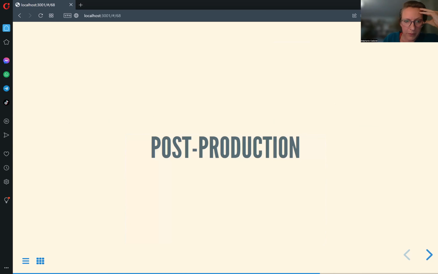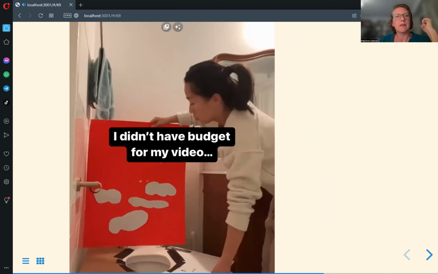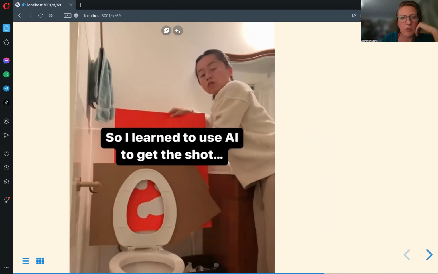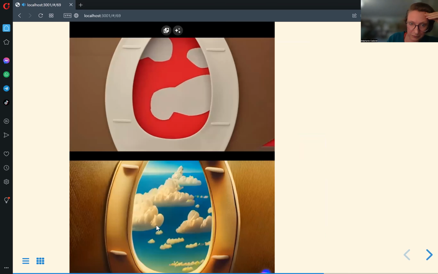So for post-production, I'm going through it quickly because I'm stressing out on the time. I'm going to block for the sound. I'm just showing you. So this is Runway. It is a very convincing app.